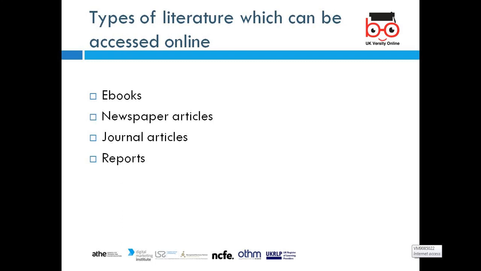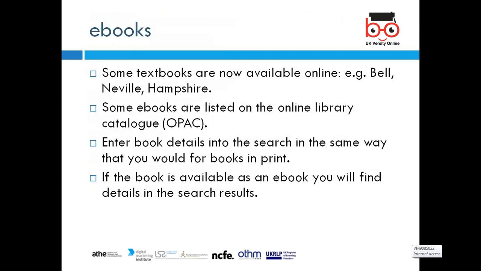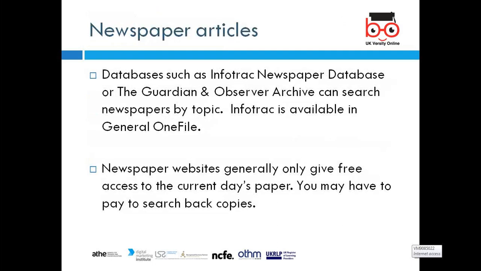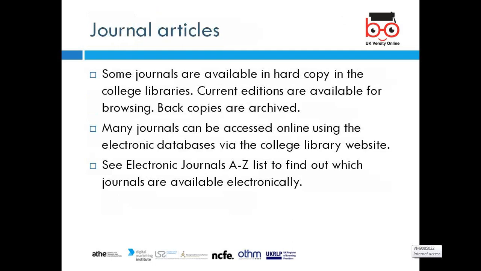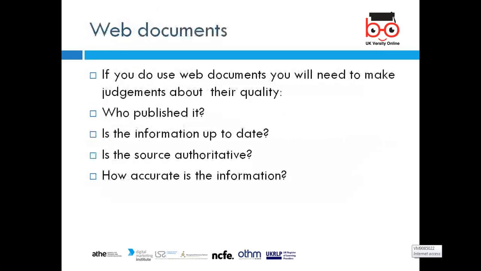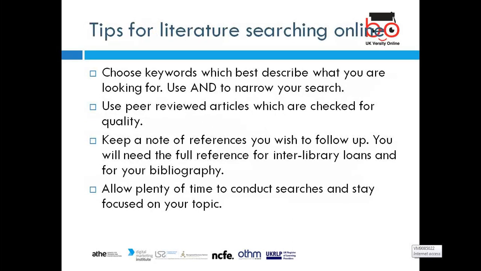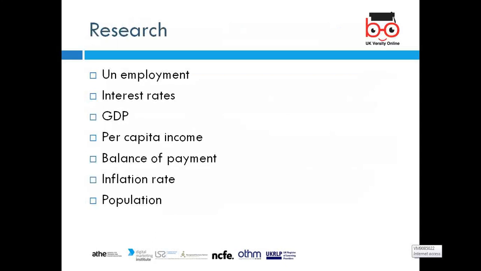Like we want to get the literature about any particular industry, any particular product. We can read it, a lot of articles, lots of reports about the product, technical reports as well. Those will help to develop our understanding. E-books, electronic books, are a lot nowadays. Newspapers, journal articles, reports, web documents, tips of literature review.